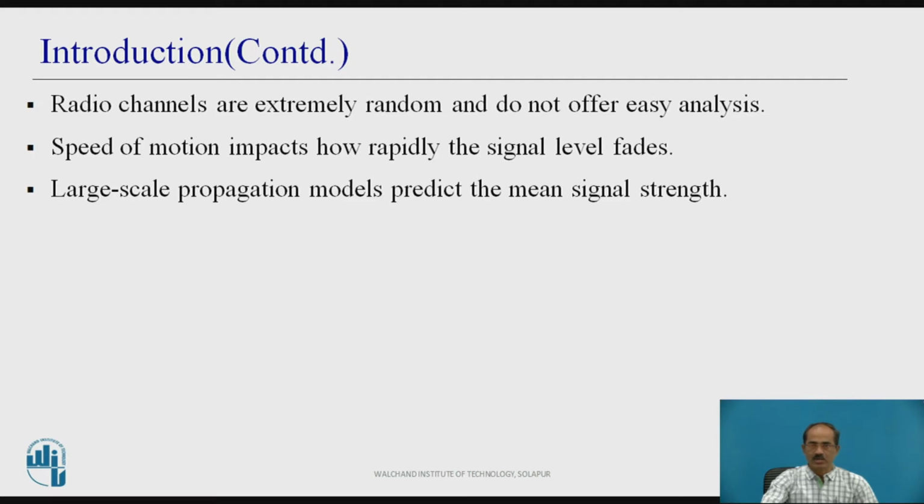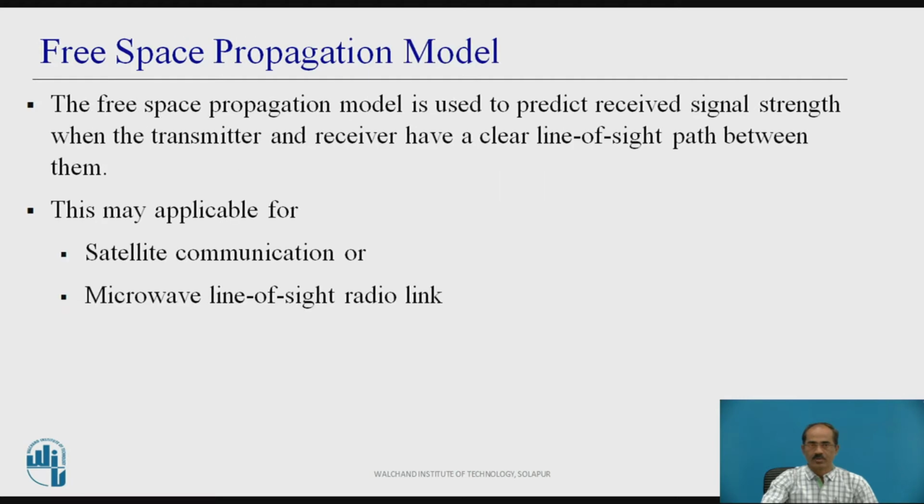Large scale propagation models predict the mean signal strength for an arbitrary transmitter to receiver separation distance. Free space propagation model. The free space propagation model is used to predict received signal strength when the transmitter and receiver have a clear line of sight path between them. This may be applicable for satellite communication or even a microwave line of sight radio link.